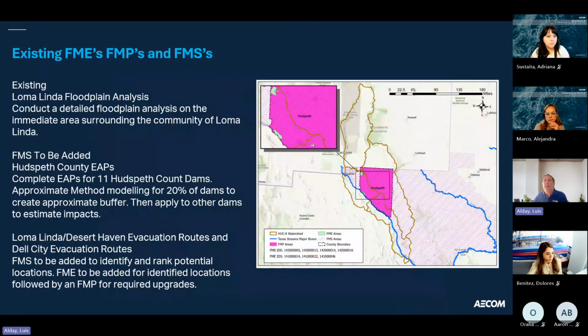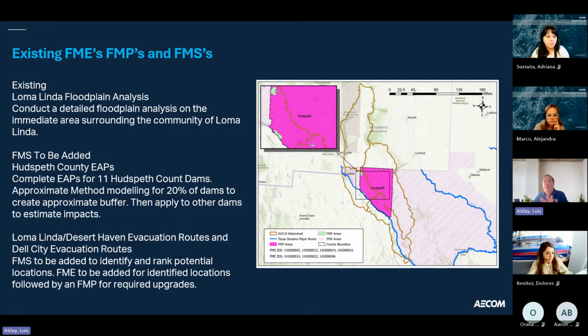Here are some of the FMEs, FMPs, and FMSs that were identified in cycle 1. The ones that we have are the Loma Linda floodplain analysis, the Hancock County EAPs, and the Loma Linda Desert Haven evacuation routes and Del City evacuation routes.